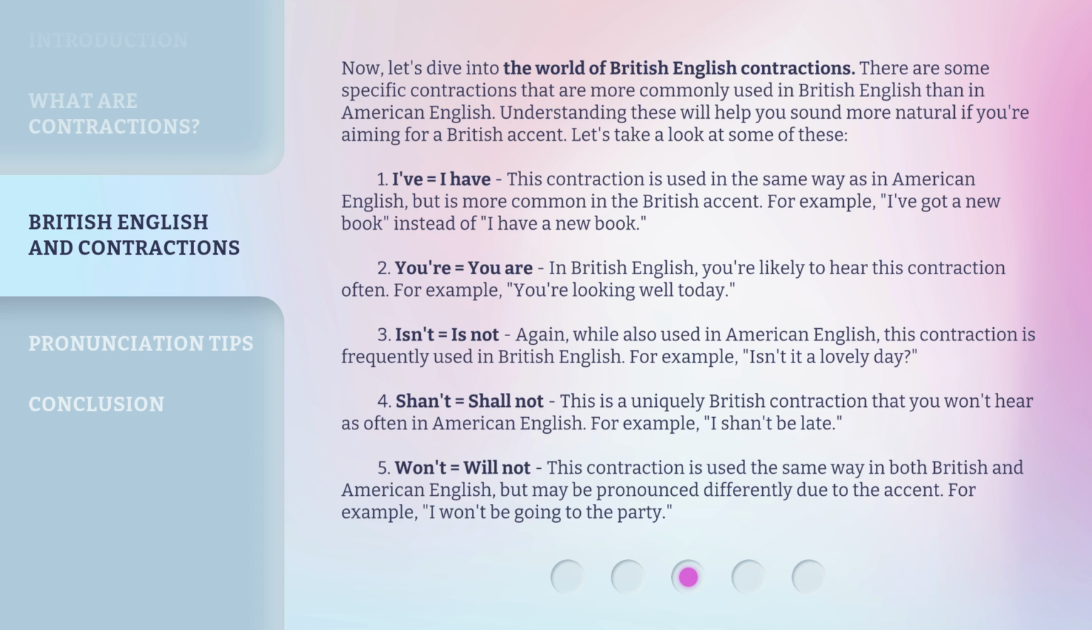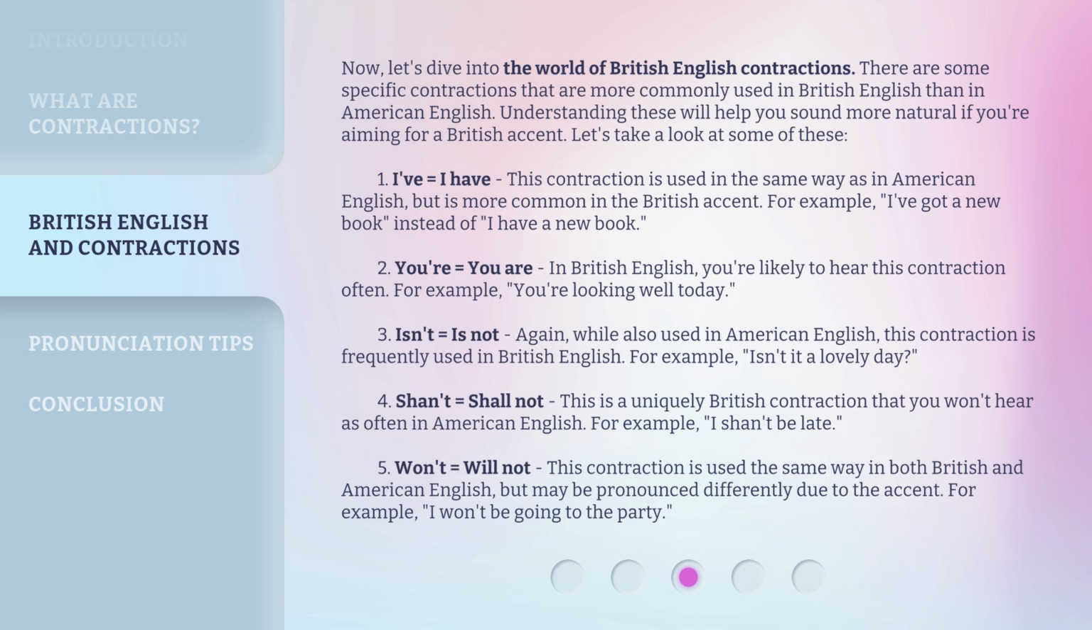1. I've equals I have. This contraction is used in the same way as in American English, but is more common in the British accent. For example, I've got a new book, instead of I have a new book. 2. You're equals you are. In British English, you're likely to hear this contraction often. For example, you're looking well today.